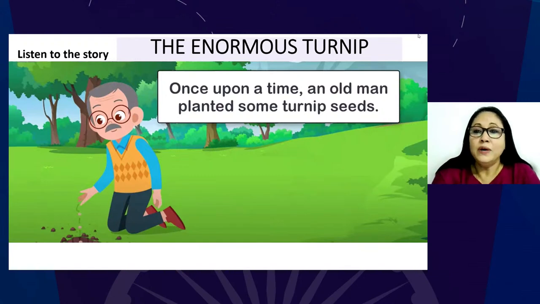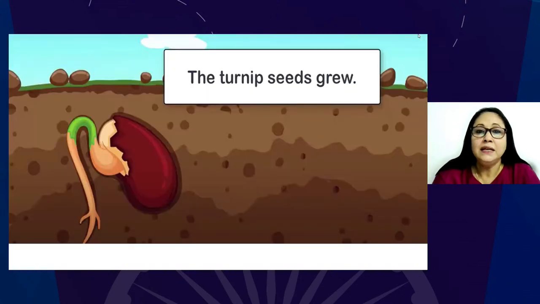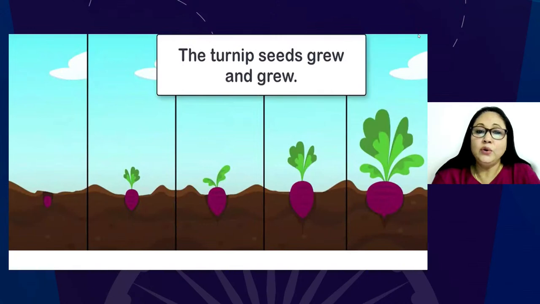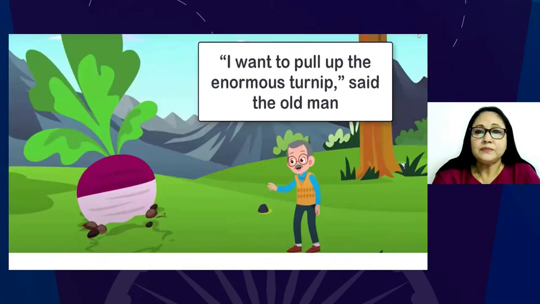Enormous turnip. Once upon a time, an old man planted some turnip seeds. The turnip seeds grew and grew. Can you see how gradually it is growing bigger and bigger? So it grew and grew. So the turnip is under the soil and the leaves are popping out of the earth.